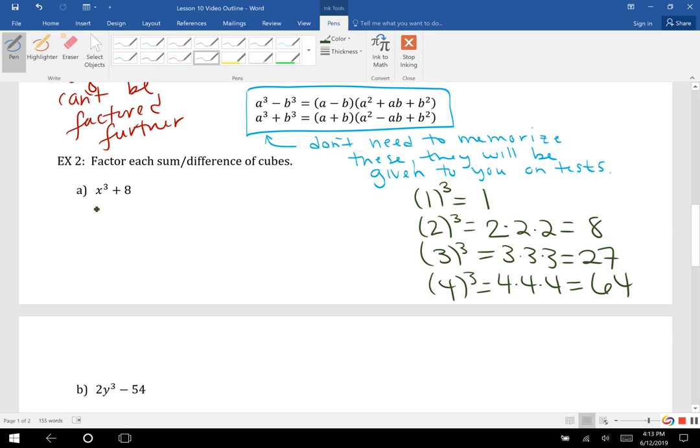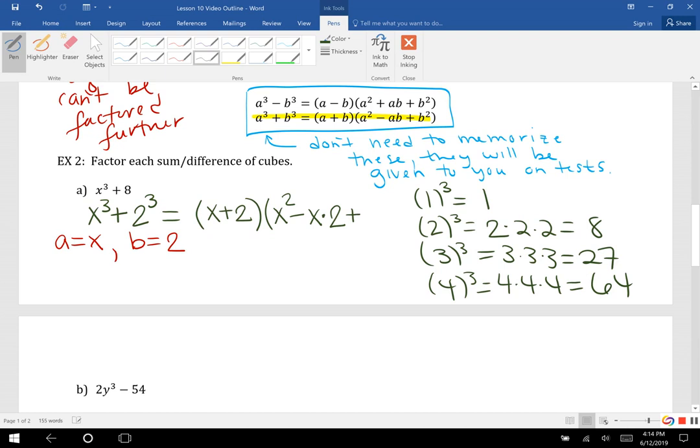So in example A, I have x to the third plus 8, which we just figured out was 2 to the third. So using this pattern, now I'll use the second one because there's a plus sign. I'm going to replace all the a's with x's, and I'll replace all the b's with 2's. So that means we can factor this as, again, I'm using this pattern right here, second one. So we can factor this as, let's see, it's a plus b, so x plus 2 times x squared minus x times 2 plus 2 squared.